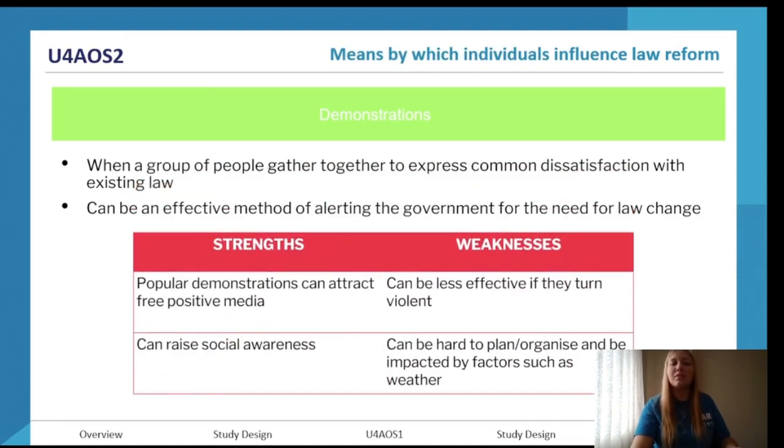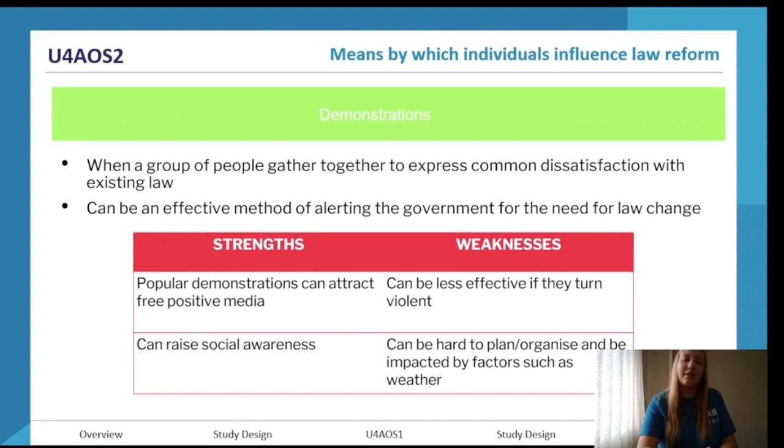Next, we have demonstrations. This is where a group or groups of people come together to express dissatisfaction with laws. It can be an effective method of alerting the government to the need for laws to change. So you see demonstrations happening in public where a group of people comes together, almost like a semi-protest, but a protest can be the more drastic version of that. As a weakness, they can turn violent. This is obviously a bad thing, and it makes them ineffective.